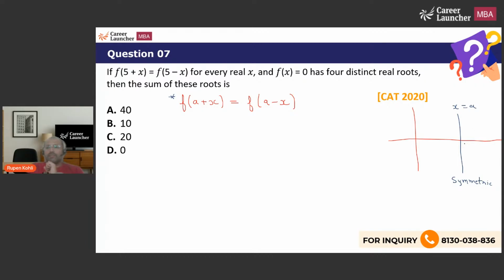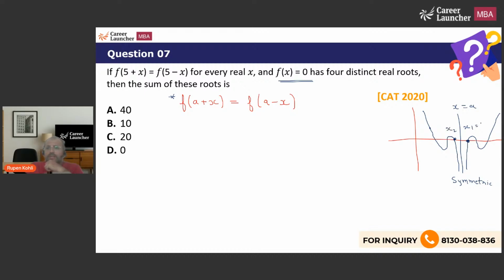So maybe the graph can be like, let's say, this. If it is like this over here, then it should also be like this over here, the mirror image of that. Okay. Now, it is given that this function has four distinct real roots. So try to understand. Let's say this is the first root over here, x1. And this is the other root over here, x2, which is the mirror image of that.